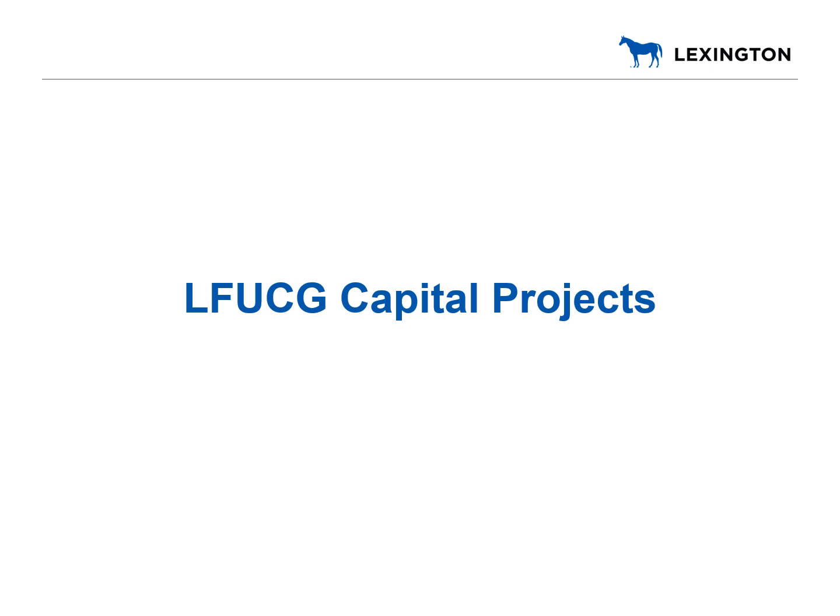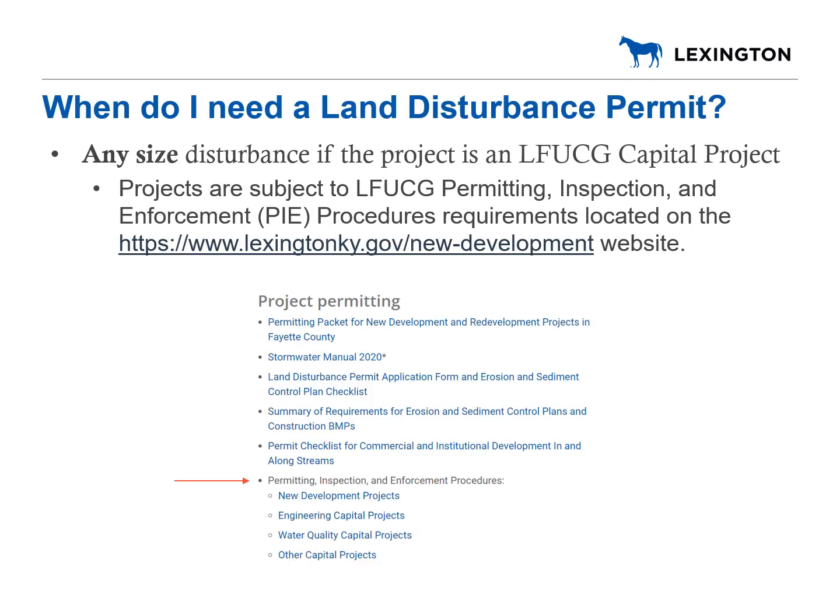Next, we will cover permitting requirements associated with LFUCG capital construction projects. In order to set the gold standard for the community, a land disturbance permit is required for all LFUCG capital projects involving land disturbance. Other LFUCG capital project requirements are specified in the permitting, inspection, and enforcement procedures.